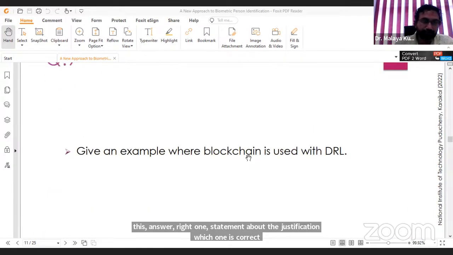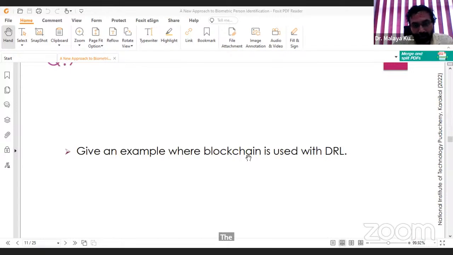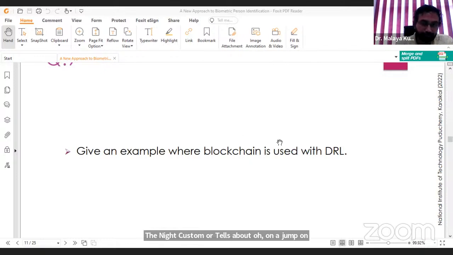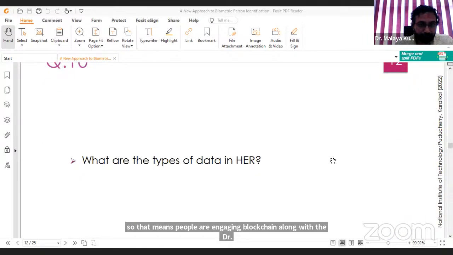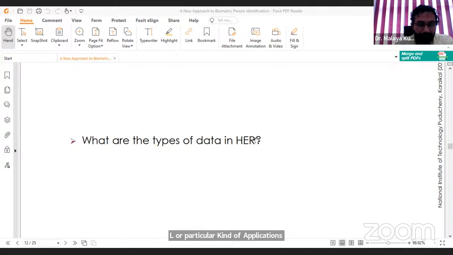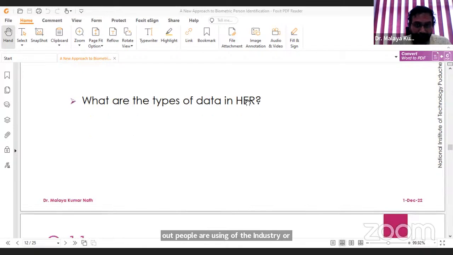The ninth question asks for an example where blockchain is used with DRL. That means people are using blockchain along with DRL for a particular kind of application. Here there is a typographical error. What are the types of data in EHR? Today we have discussed electronic health records. What types of data are people, or the industry or healthcare centers, using? The typographical error is that it is not HER, it is EHR.